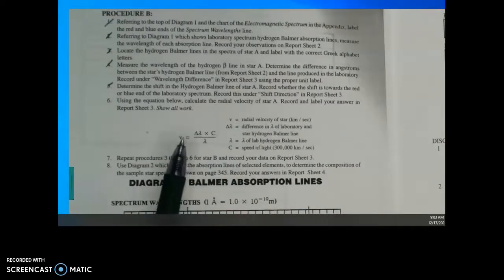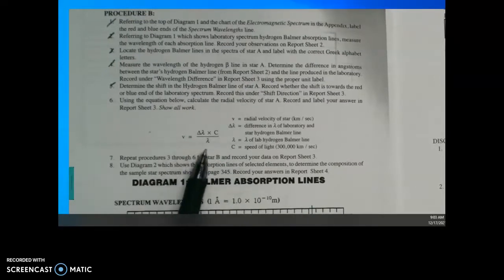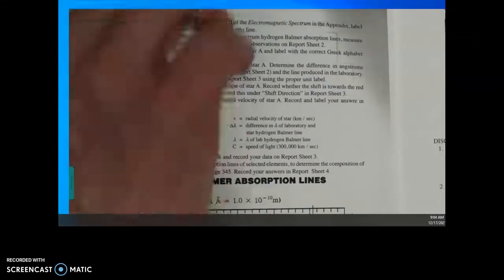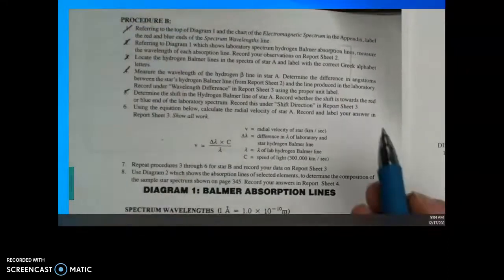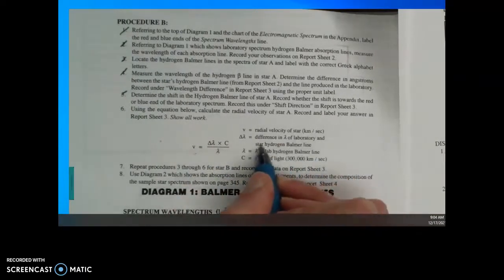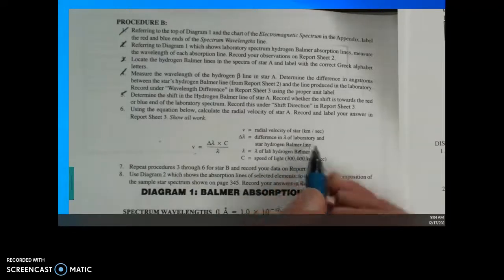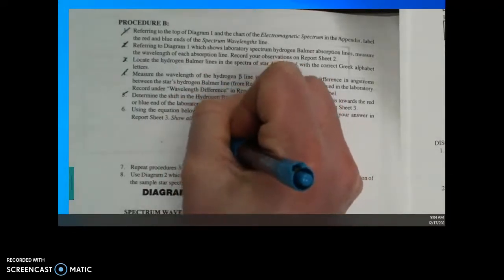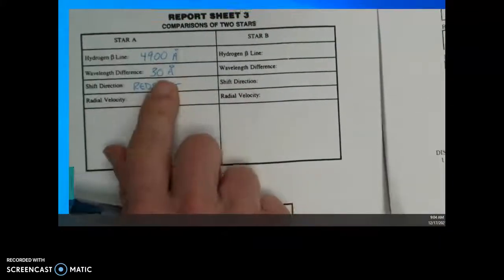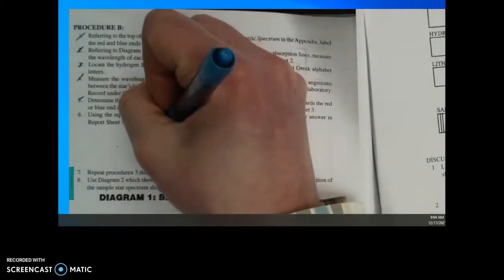Now when we get to this equation, like I said, in the past, if I don't walk people through this is when they sort of dip out and say, I can't do this, because they see a bunch of things that they don't recognize. But look, I want to show you a couple things. All right, you got your radial velocity, the star's, we're solving for now. The difference in angstroms of laboratory and hydrogen Balmer line, you just actually figured this out. This was from right here. So that's your wavelength difference. All right, I'm just going to put that there.